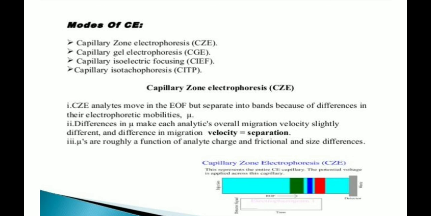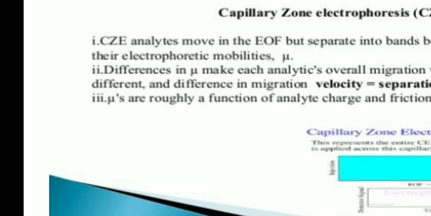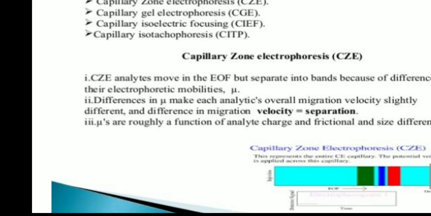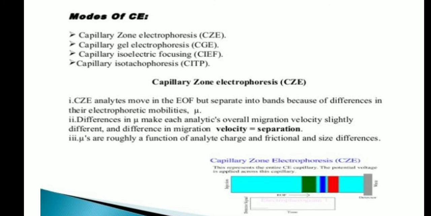that is your mu. Then differences in mu make each analyte's overall migration velocity slightly different, and the difference in migration velocity will be equal to the separation of the compounds. And the third point is that mu is roughly a function of analyte charge, frictional and size differences.